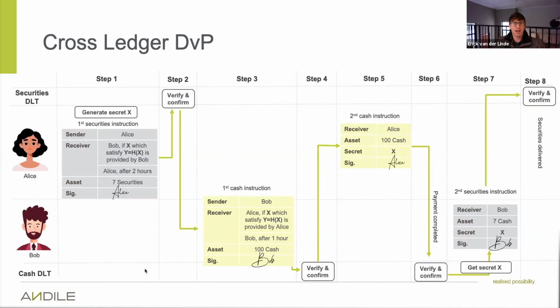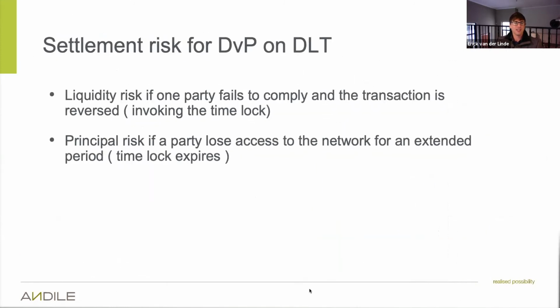It is very unlikely, and there are some mechanisms around it. So that is basically covering all cross-ledger DvP scenarios using hash time lock contracts. So lastly, we can look at the risk that we've just seen. There are still some risks when we use DLTs for DvP. And the first one is liquidity risk.